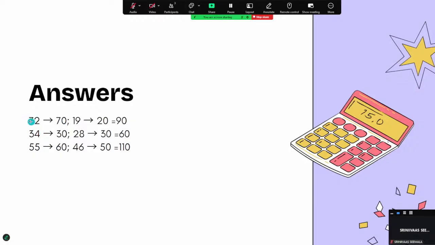So the thing is, if you add 72 plus 19 normally, you would get 91. And you can see that 91 is very close to 90, so our estimate is very close. That's why estimating is helpful, because you always get a similar answer. And again here, 34 plus 28 is actually equal to 62, and our estimated answer was 60. So see, it's very close, and you can use estimating if you want to do math quickly.